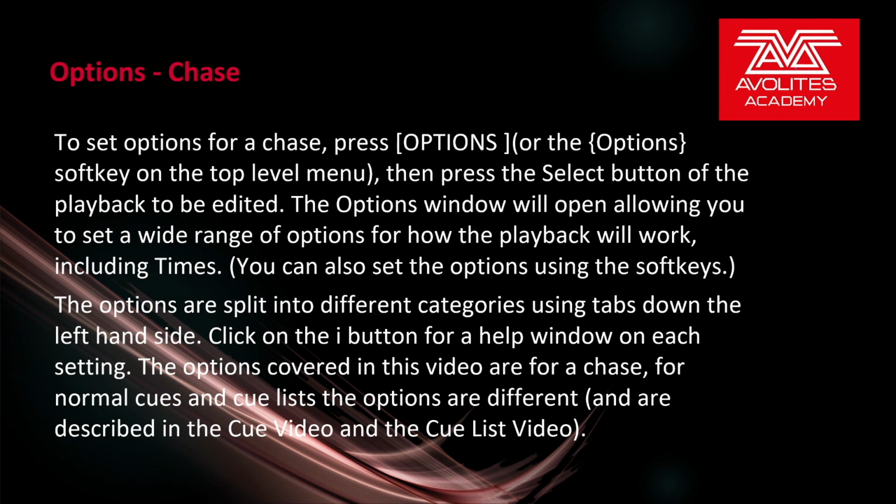Click on the I button for a help window for each setting. The options covered in this video are for a chase. For normal cues and for cue lists, the options are different and are described in the cue video and the cue list video in the description below.